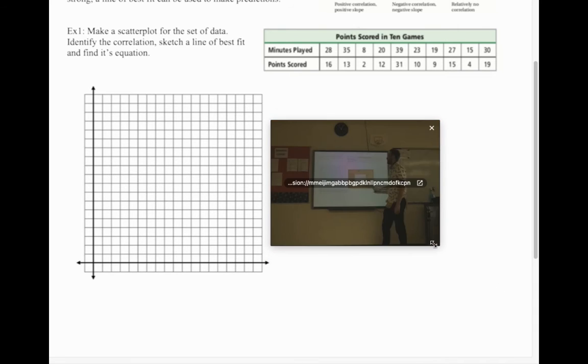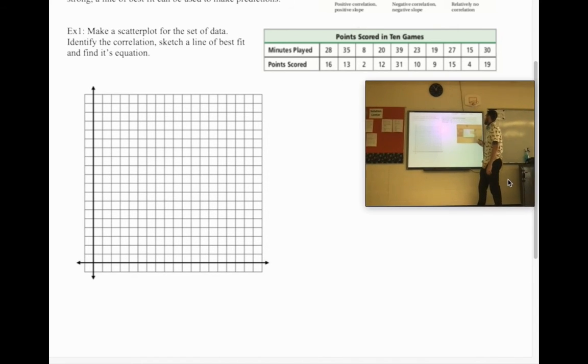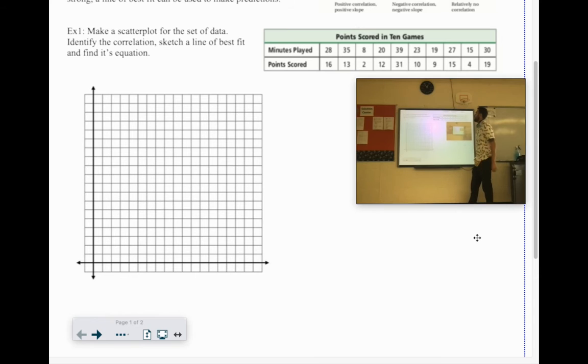So looking at the statistics here, we're talking about points scored in 10 games based on the number of minutes that you play. And typically, the more minutes you play, the more points you're going to score, right? Unless you're like me and you're just coming off the bench and not scoring any points anyway. I mean, I can play for 40 minutes and score 2 points. But in general, the more minutes you play, the more points you score.